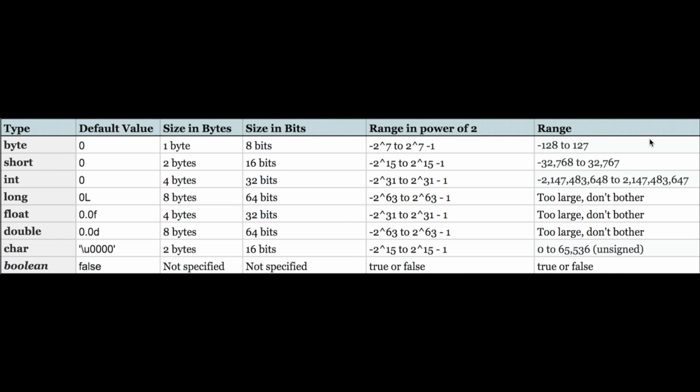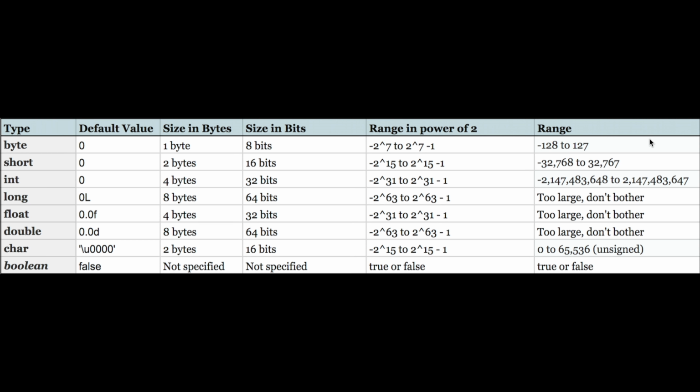You should know that a byte is 8 bits, or 1 byte, and it ranges from minus 2 to the 7th power to positive 2 to the 7th power minus 1, which is minus 128 to 127. You should know that off the top of your head. A short is 2 bytes, 16 bits, and it ranges from minus 2 to the 15 to positive 2 to the 15 minus 1, which is minus 32,768 to positive 32,767.